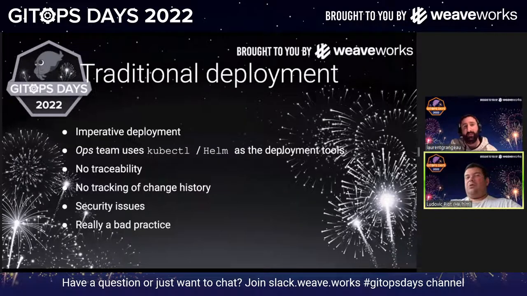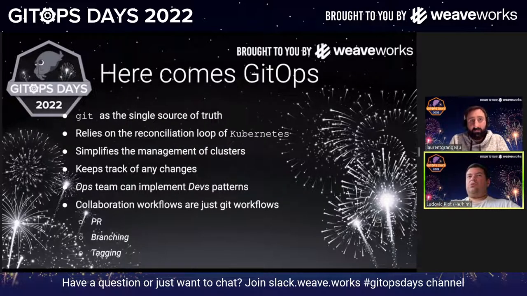So when it comes to deploying onto Kubernetes, Ops teams might use the kubectl CLI or Helm deployment tool. And even if these tools are very simple to use, they come with several issues when you want to use them to deploy at scale. First, you don't have a consolidated traceability.